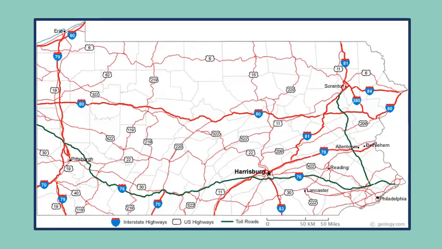This is another example of a political map. This is a road map of the state of Pennsylvania. Because these are man-made features, all of these roads, this is a political map.